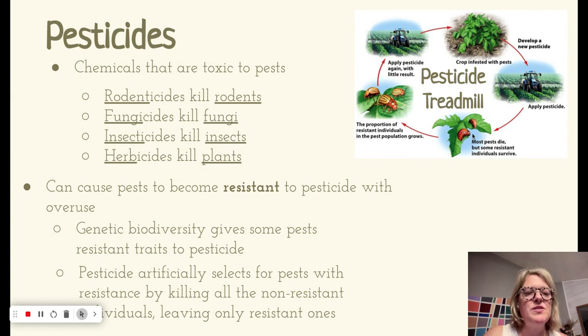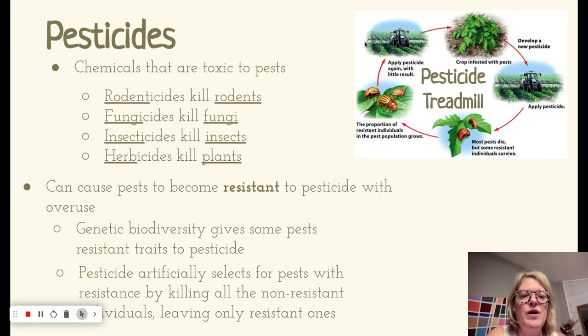But let's say there are individuals that have a thicker exoskeleton or a thicker shell. They'll actually be resistant because the pesticide won't be able to kill them off. Those individuals are going to survive and they're going to be the ones that reproduce. They have babies and they pass along that thicker shell to their offspring. This ends up creating a new pest population that all have that resistance to the pesticide that the farmer's using.